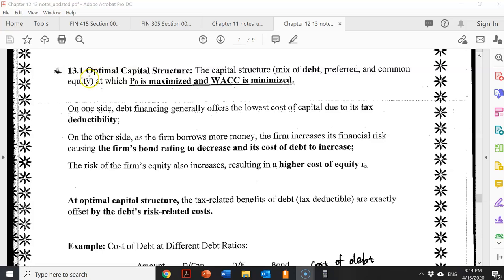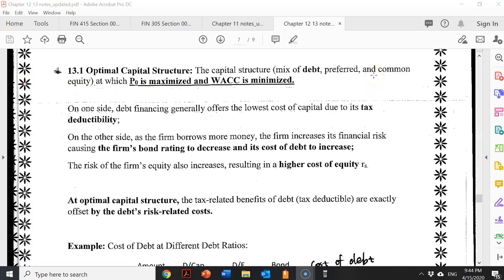By definition, optimal capital structure is the capital structure at which stock price is maximized and WACC is minimized. We've already talked about capital structure before. It is a mix of debt, preferred stock, and common equity.